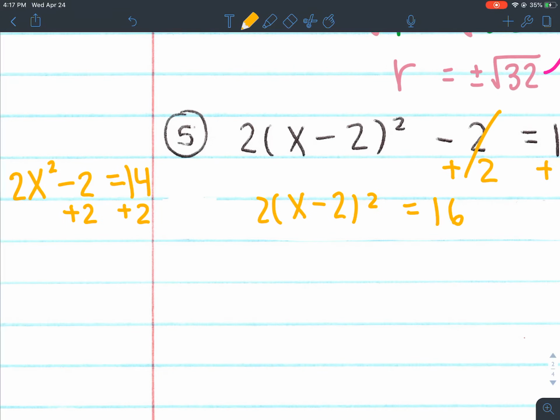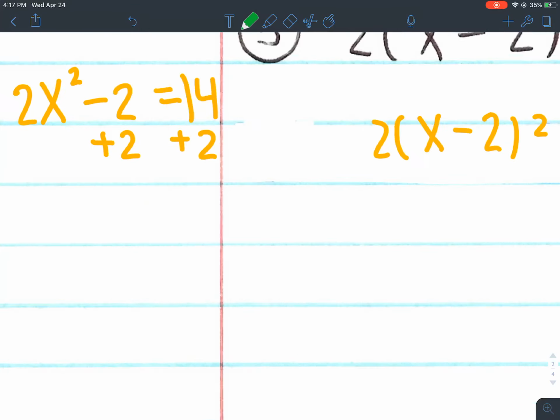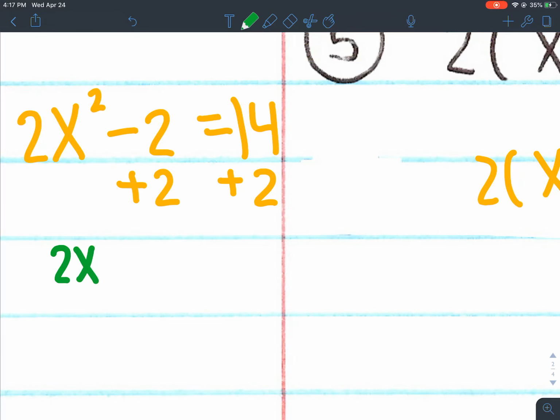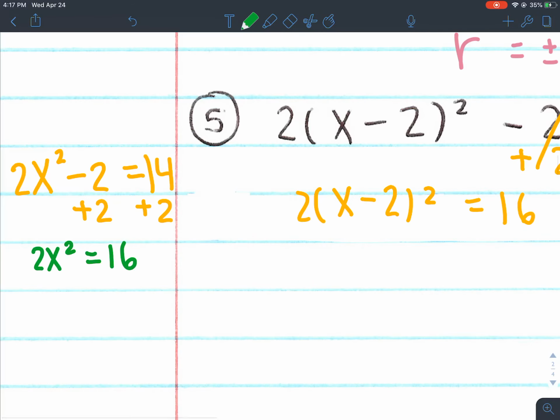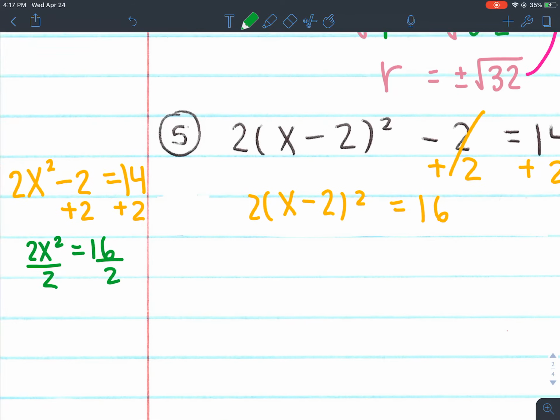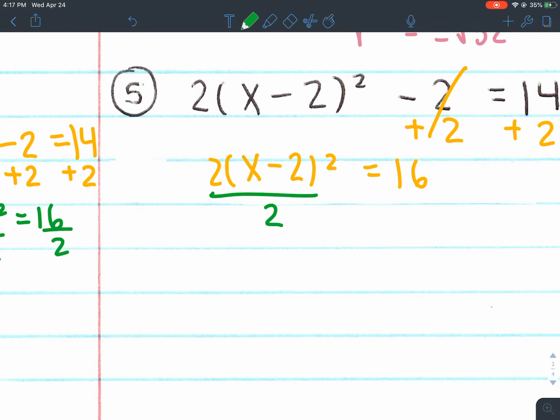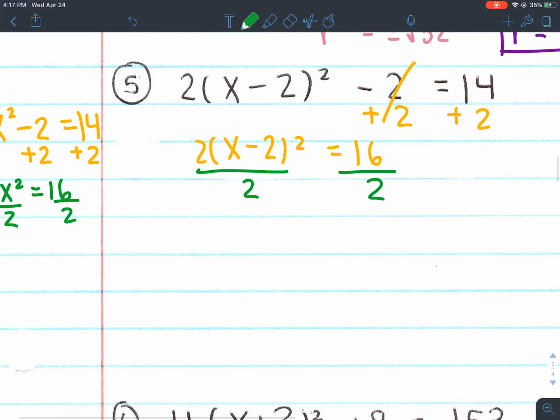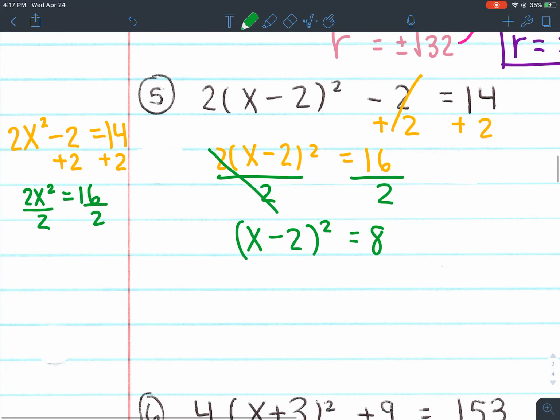Okay? And then at this step, let's say, for example, you did this and you got 2x squared equals 16, right? Well, at that step, what would you do? Well, at this step, I would divide by 2. We're going to do the same thing over here. You're going to divide everything by 2. Okay? So those cancel, and you have x minus 2 squared equals 8. Okay? So nothing is different so far. You do the same exact process for everything.